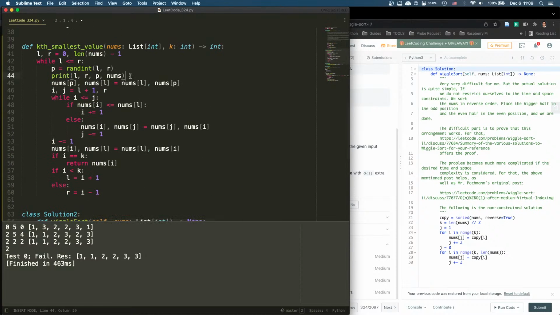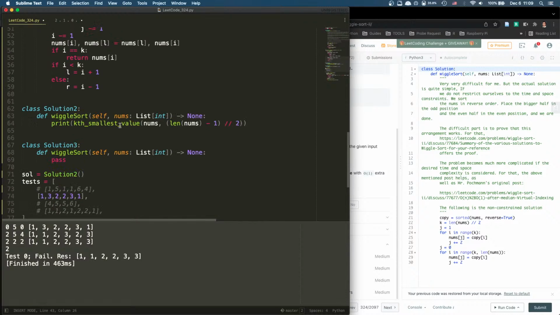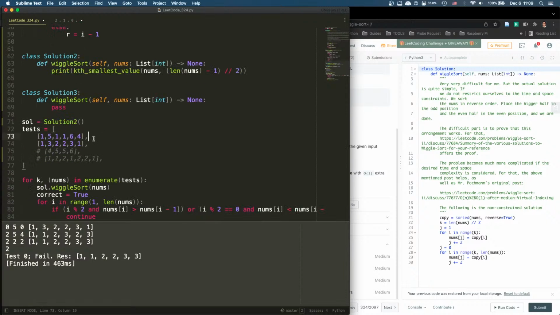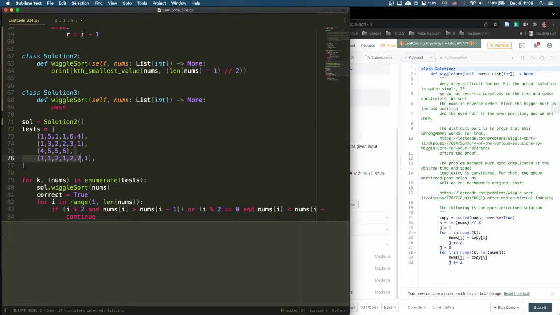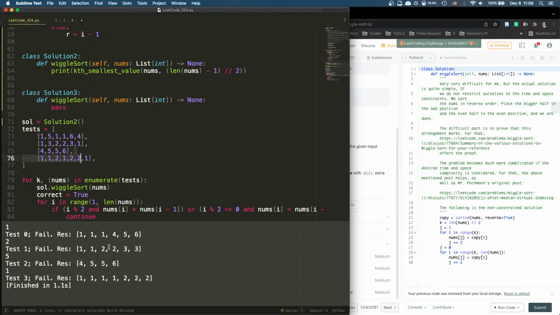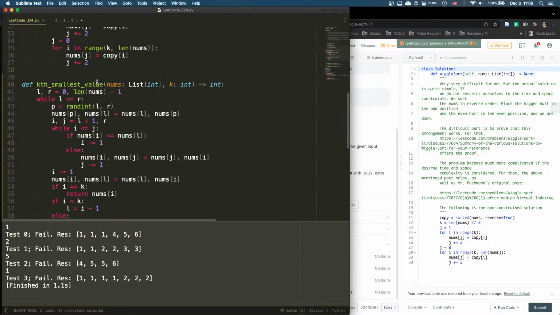Okay, so I think we fixed this now. Let's go through everything and check. Everything works. All right, first one is 1. Second one is 2. Third one is 5. The last one is 1. So now we get the kth smallest. Okay.